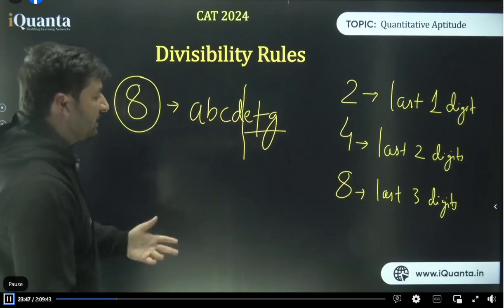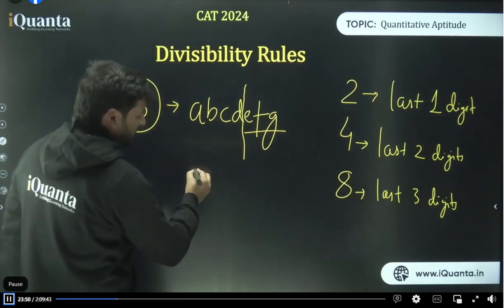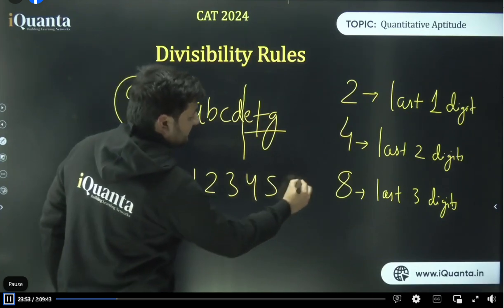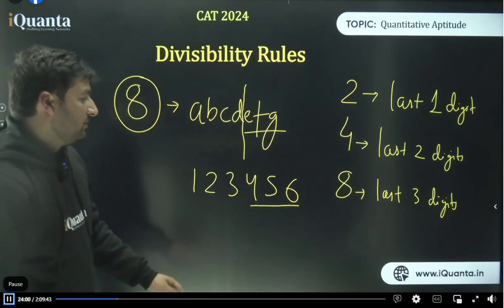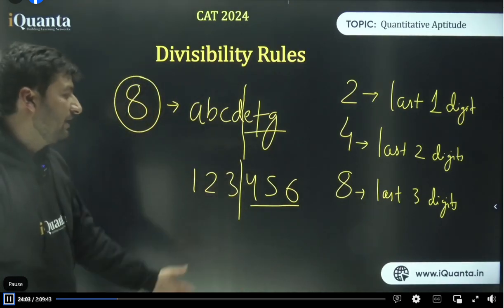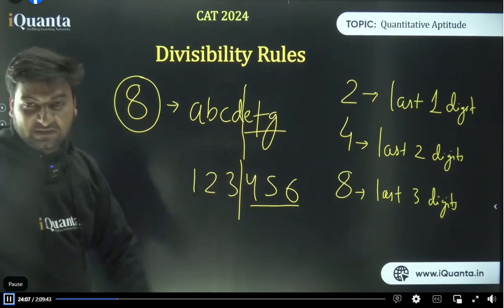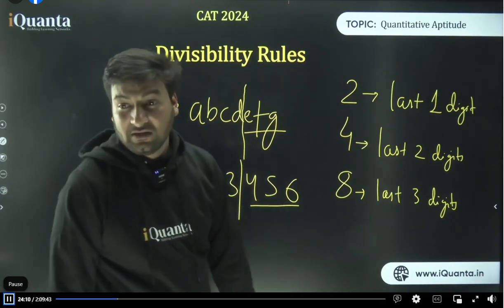Let us check that with an example. Suppose I have a number 123456. What did I say for 8? The last 3 digits must be divisible by 8. So we'll just check whether 456 is divisible by 8 or not. Yes, it is. 8 5s are 40, 8 7s are 56. It is divisible by 8. Right? We'll check the last 3 digits.